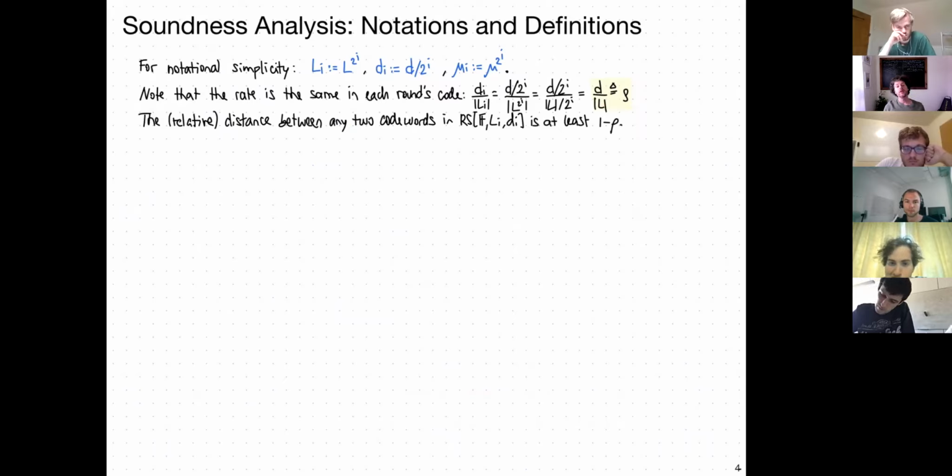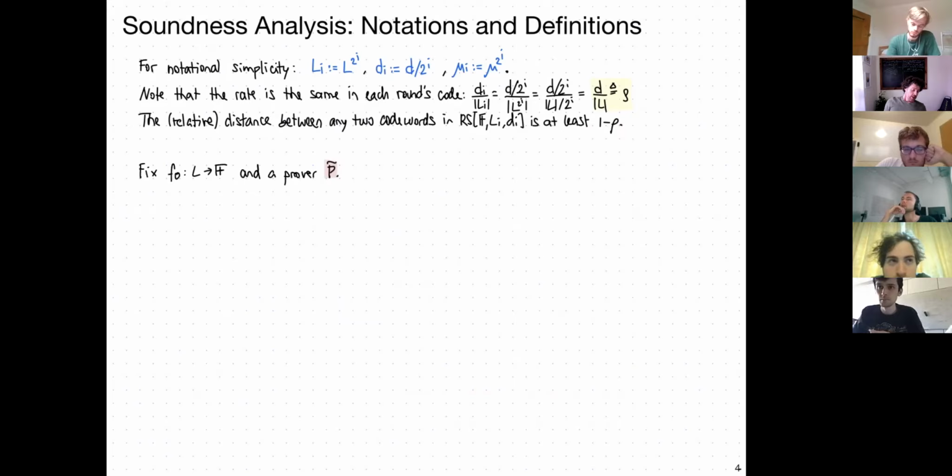So next, we'll have the relative distance between any two code words, and that's a property of the Reed-Solomon code. The relative distance is 1 minus rho. So what's special about the Reed-Solomon code word is that the relative distance plus the rate is equal to 1. If you know it from coding theory, then good, but other than that, take it as a well-known fact regarding the Reed-Solomon code.